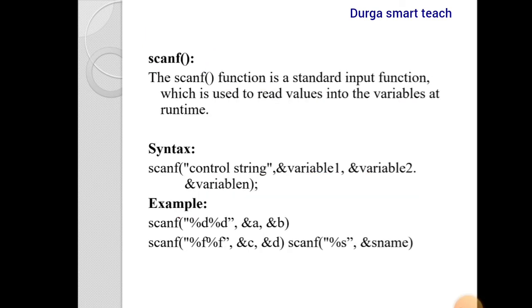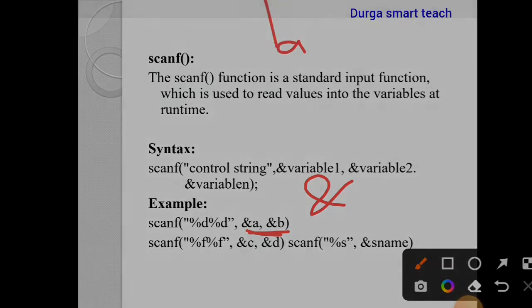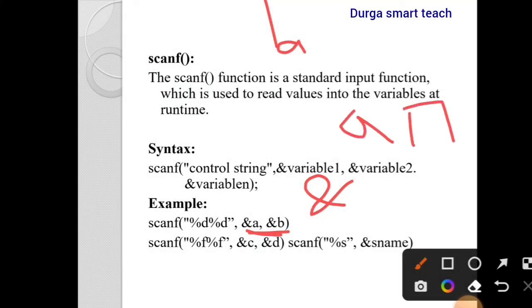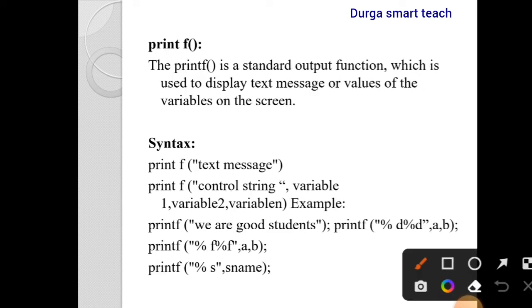See here, in scanf we are using &a, &b, because ampersand is used to represent the address. For a, memory is allocated, and the ampersand is used to represent the memory location of a. Whatever value is given by the user will be stored in that location. In printf, the memory location is not required, so that's why we are not using the ampersand symbol. Here are some examples. printf("We are good students").